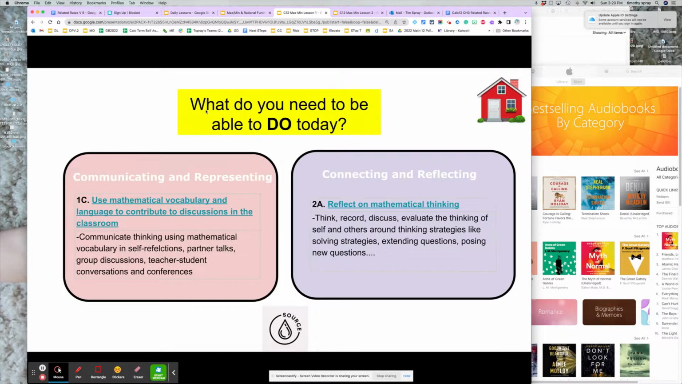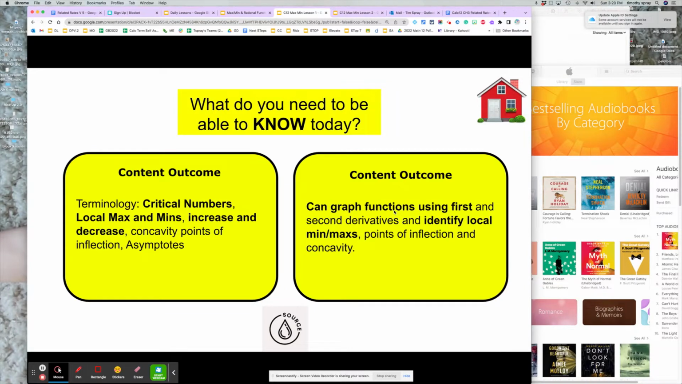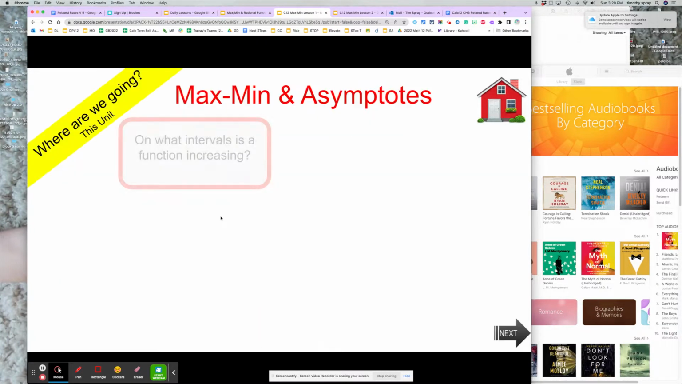There's going to be some new vocabulary today, which you'd be good to practice and use as you're interacting with each other and with me, and also reflecting on your thinking as you're making sense and reviewing past content. Today we're going to be looking at critical numbers, local max mins, increase and decrease, and being able to graph them.